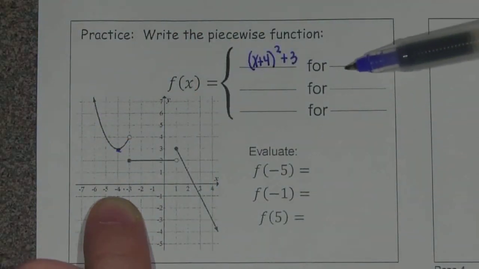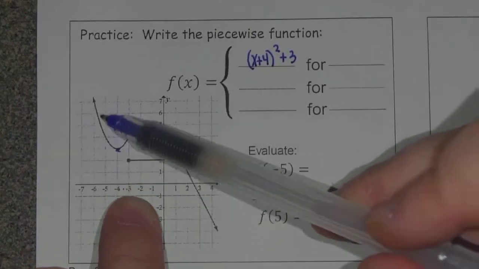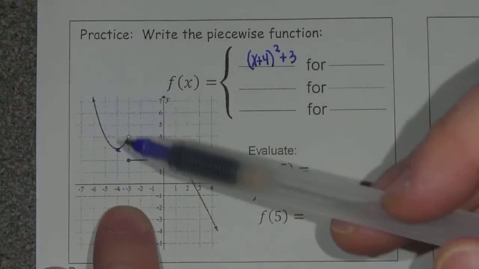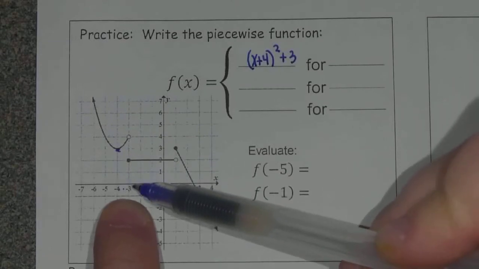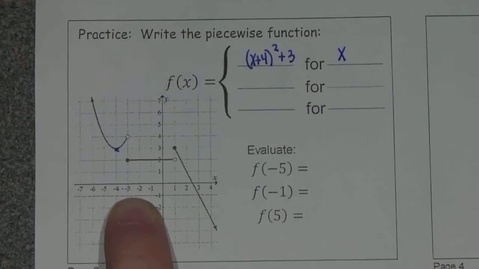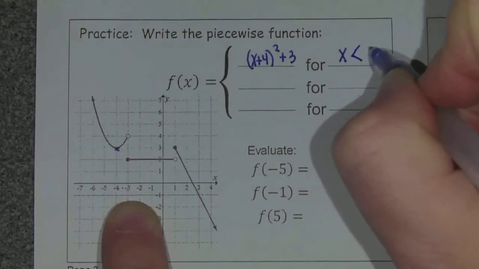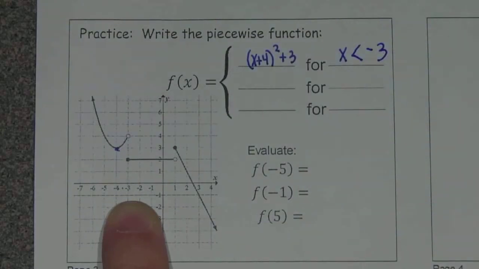But then I have to state my restrictions. So my x's, they go forever in the negative direction, but they stop at -3. It's not equal to -3 because of the open circle. So could I just say my x's are less than -3? Does that fit the restrictions okay?